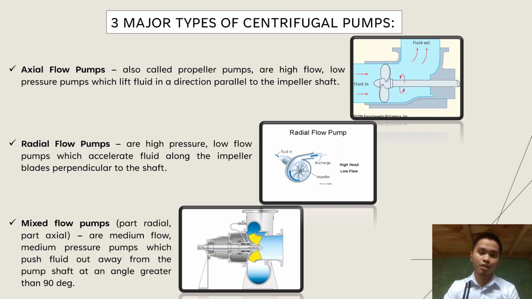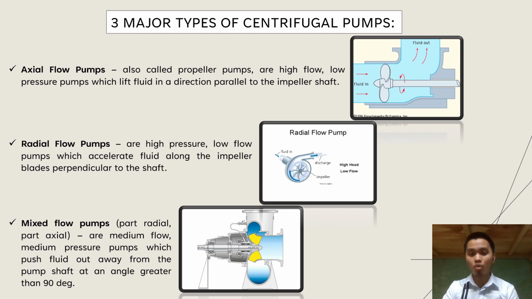First, axial flow pumps, also called propeller pumps. High flow, low pressure pumps which lift fluid in a direction parallel to the impeller shaft. Axial flow pumps have a motor-driven rotor that directs flow along a path parallel to the axis of the pump. The fluid thus travels in a relatively straight direction. These pumps are most often used as compressors in turbojet engines.